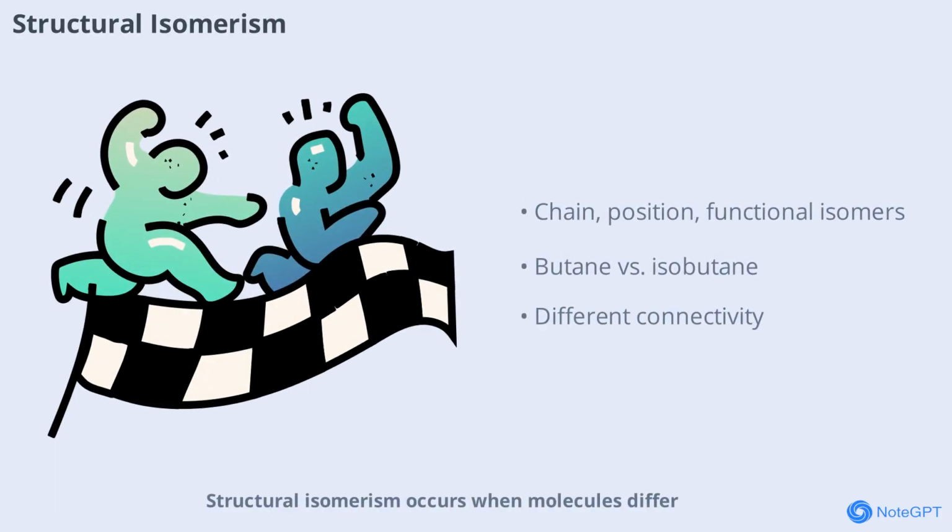Structural isomerism occurs when molecules differ in the connectivity of their atoms. Types include chain isomerism, position isomerism, and functional group isomerism.